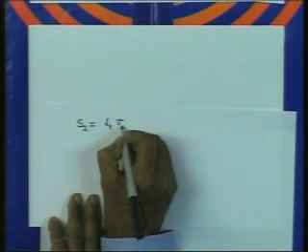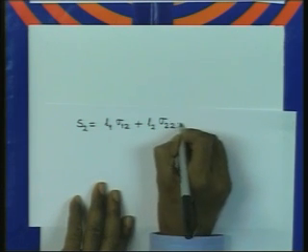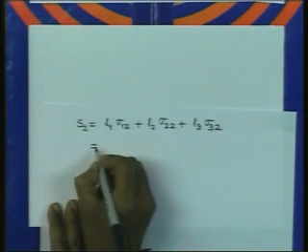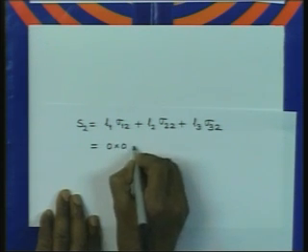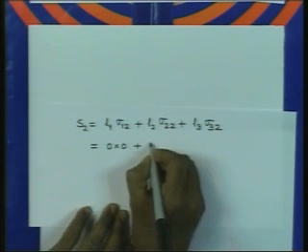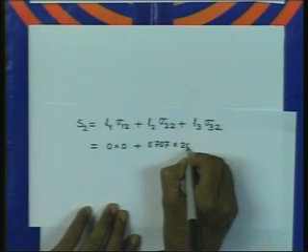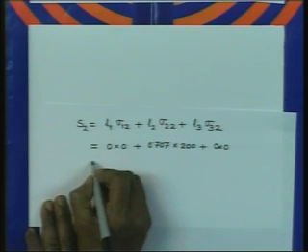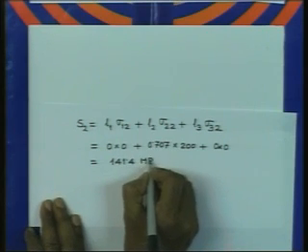S2 is given by L1 sigma 12 plus L2 sigma 22 plus L3 sigma 32, and if we substitute the values, it becomes 0.707 multiplied by 200, 0 multiplied by 0. So this gives us 141.4 MPa.